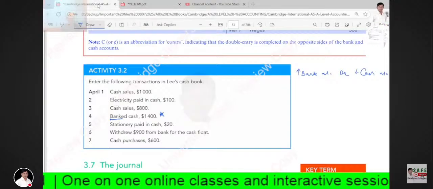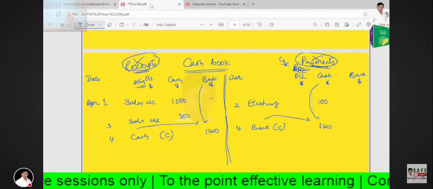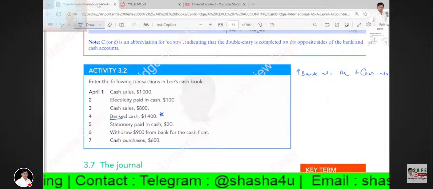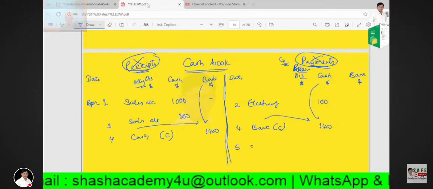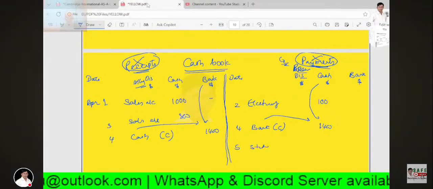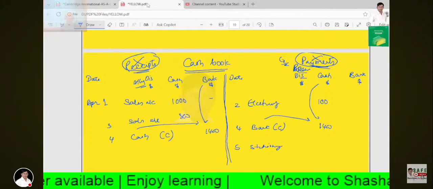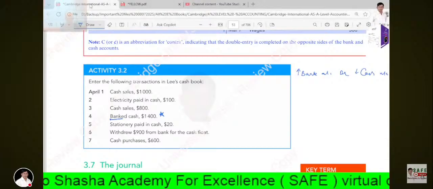Then, stationery paid in cash. Stationery paid in cash means you are making the payment for stationery. What date? It is on 5th. Stationery. How much? 20.